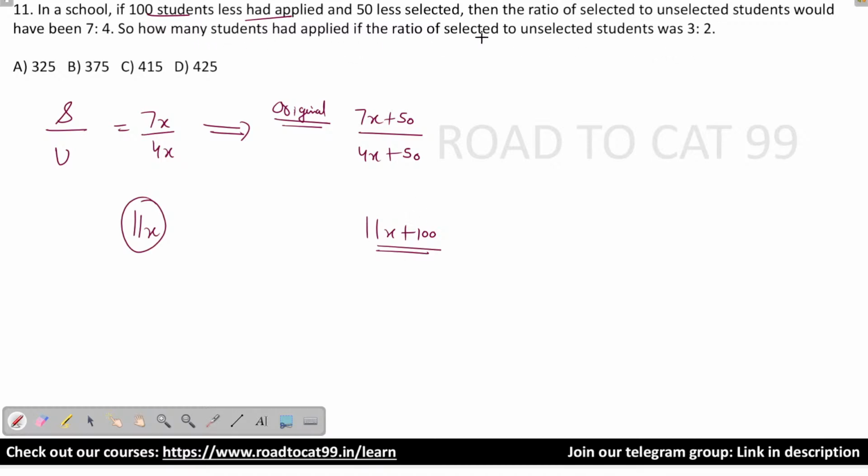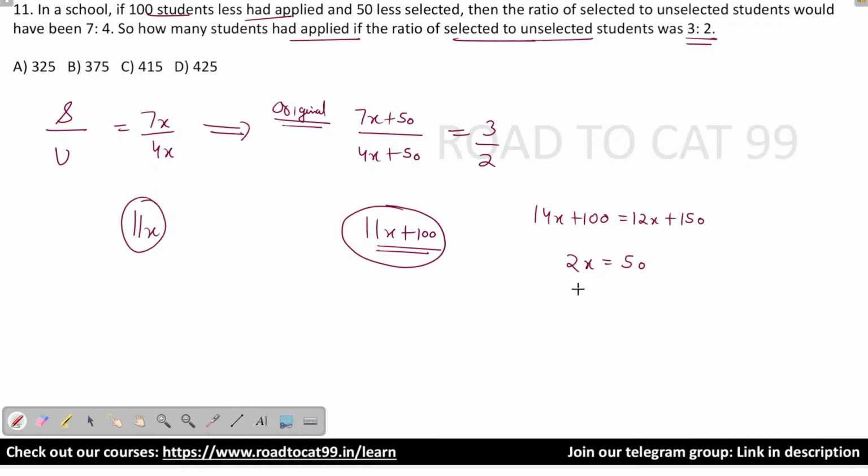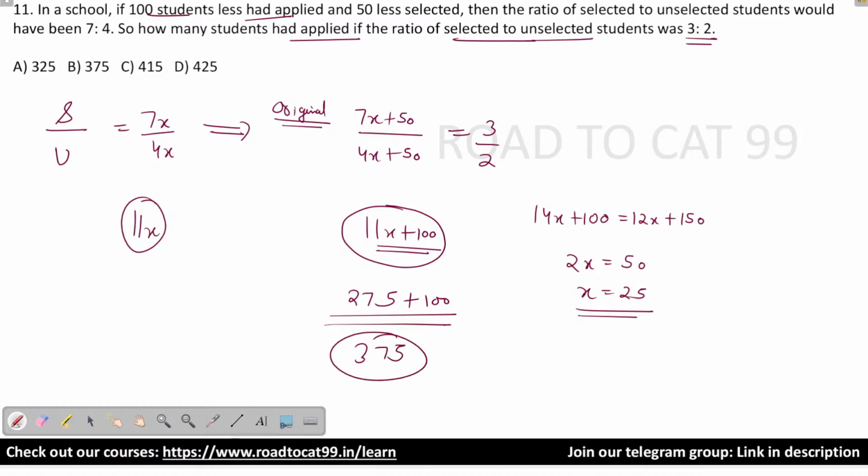So how many students had applied if the ratio of selected to unselected students was 3:2? Selected to unselected का original ratio कितना दे रखा है, 3:2, and you have to find how many students had applied, है ना। Applied means 11x+100, you have to find this value. So let's solve this equation. That is 14x plus 100 is equal to 12x plus 150, right? So 2x is equal to 50 and x is equal to 25, right? So 11 into 25 is what? 275 plus 100. So 375 should be the correct answer.